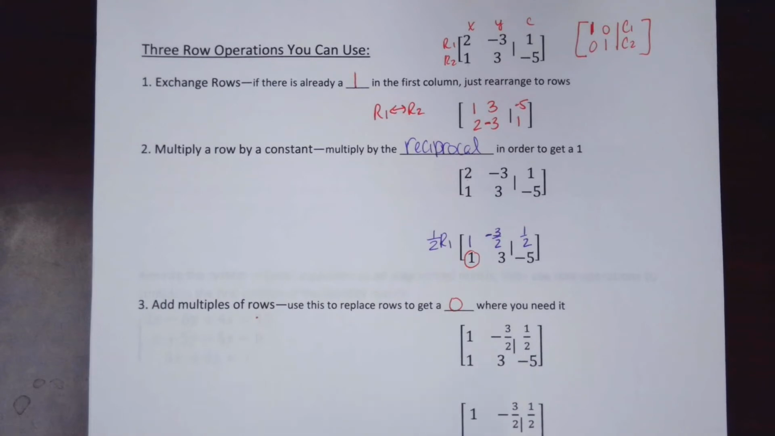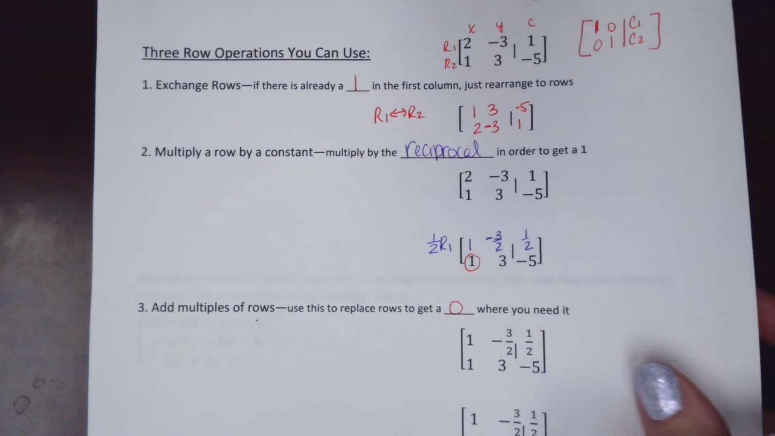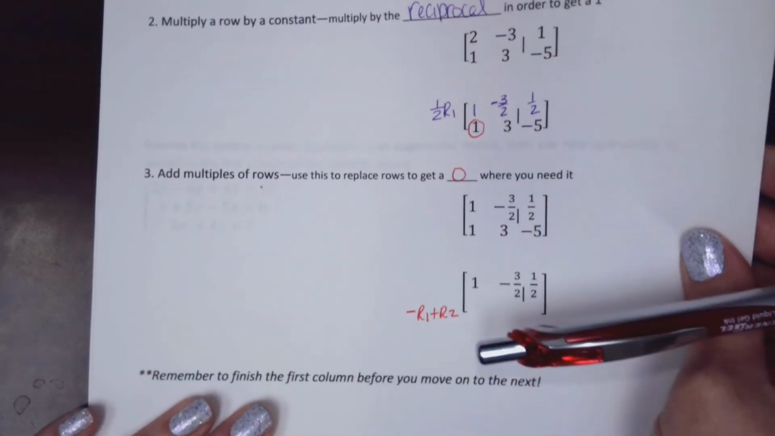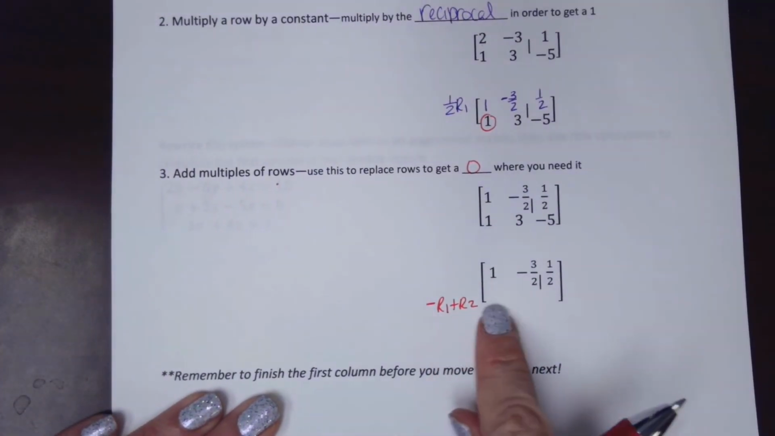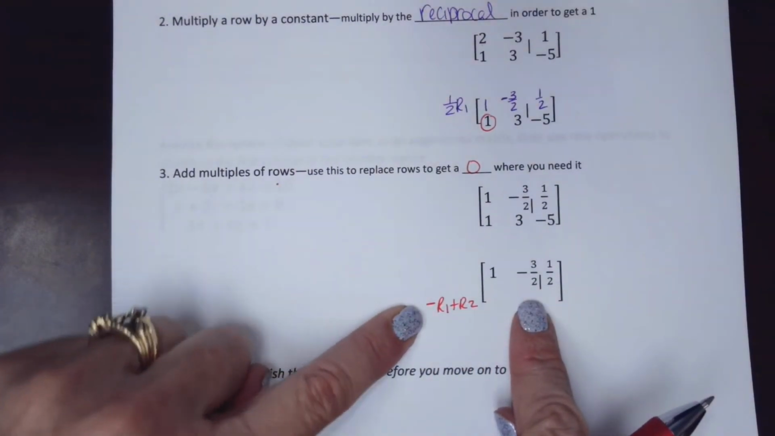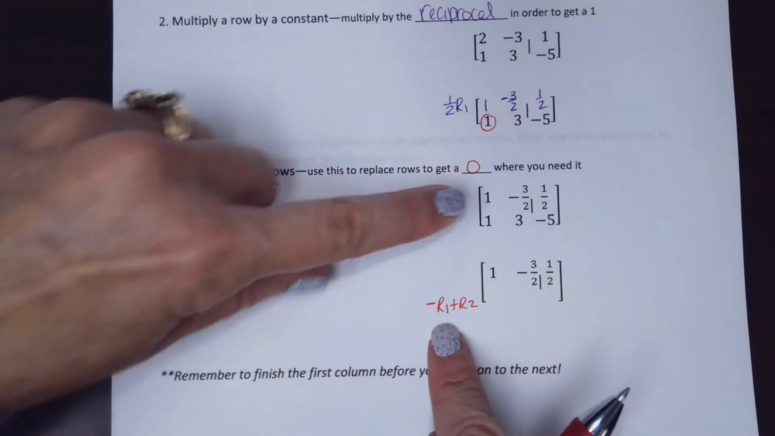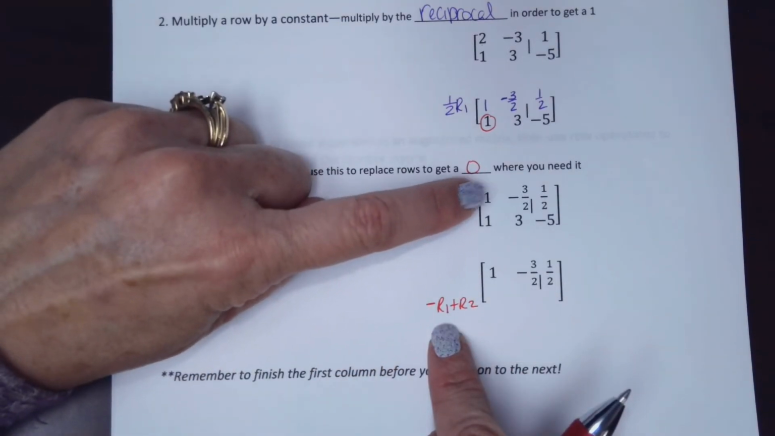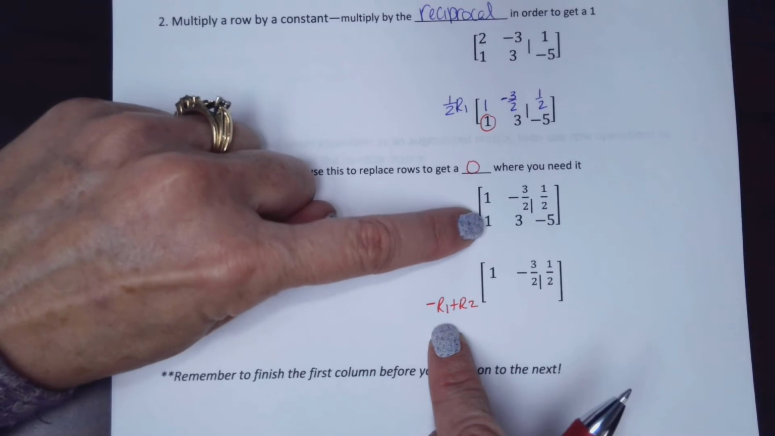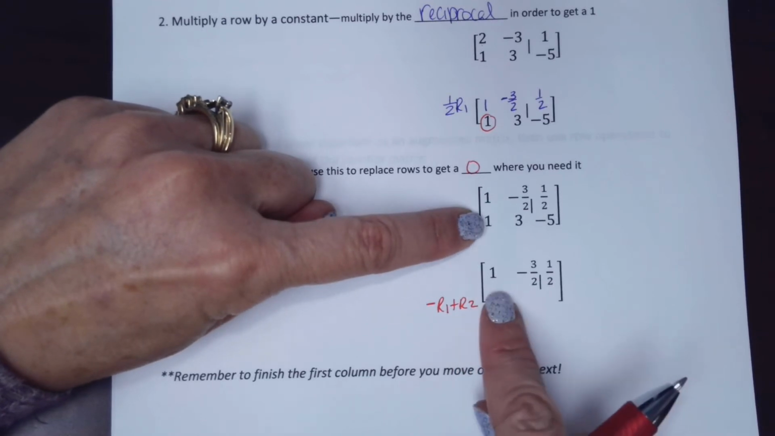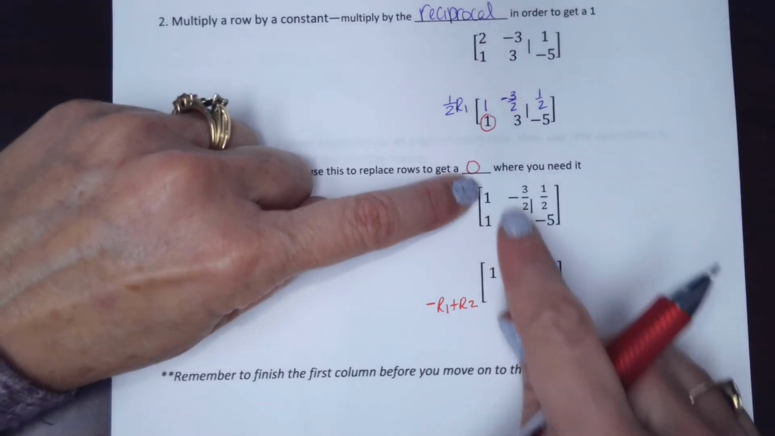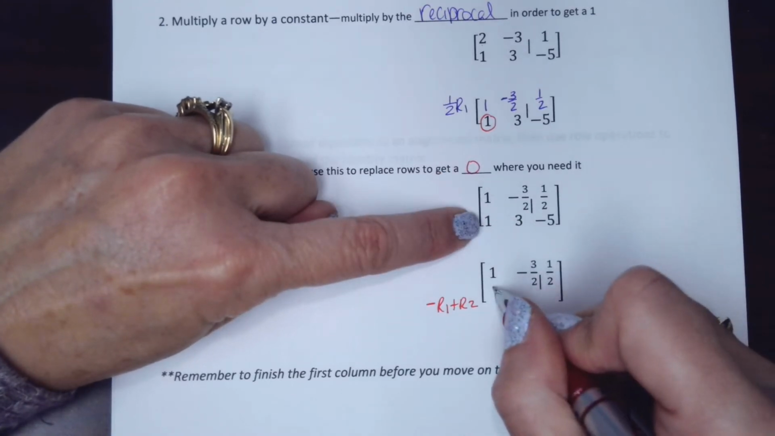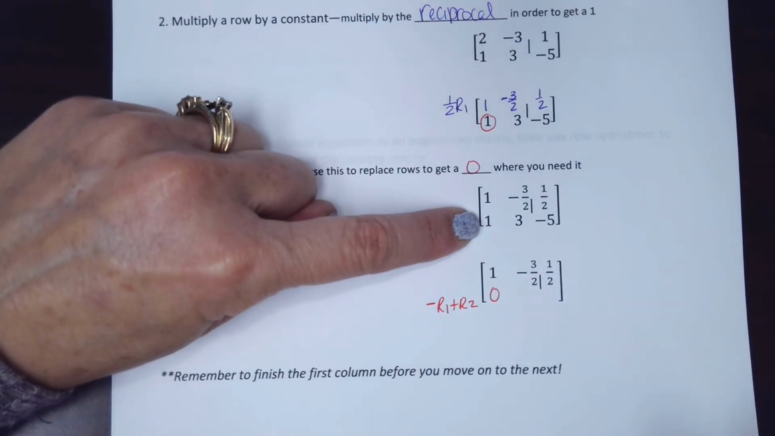So I write this instruction next to the row that's being replaced. Let me move this up so you can see me. I'm replacing row 2, so I write it in front of the row I'm replacing. I'm going to multiply 1 times my first row, and I'm going to add it to the second. Now the purpose: 1 times a negative is a negative 1, plus 1 is 0. That was my goal, and I got there.